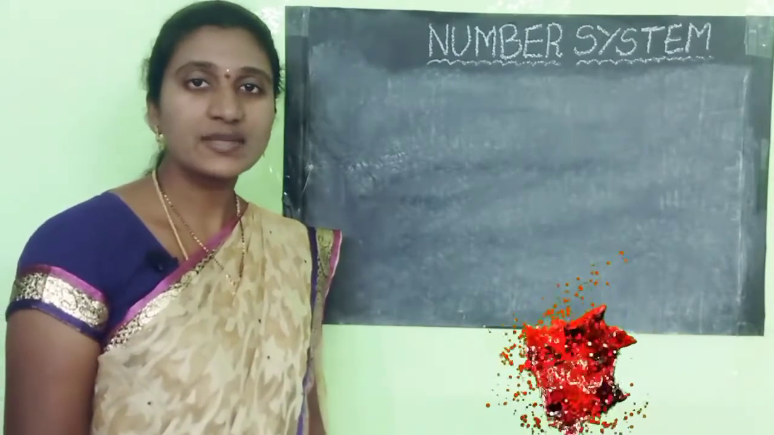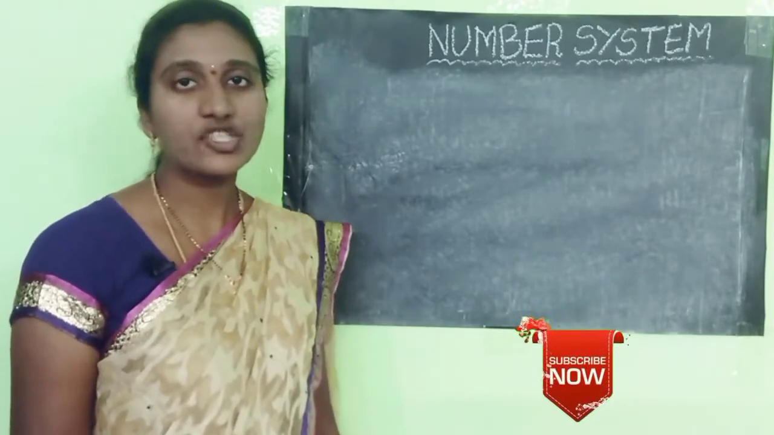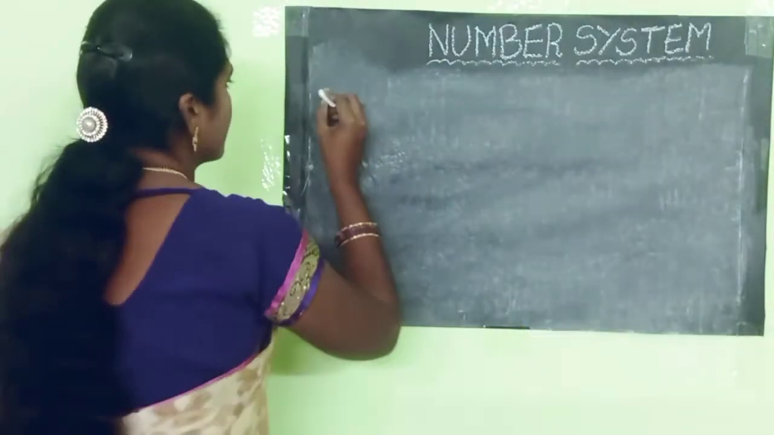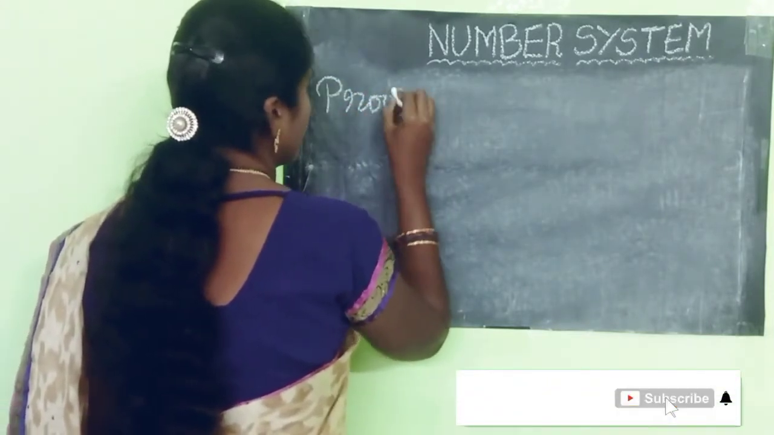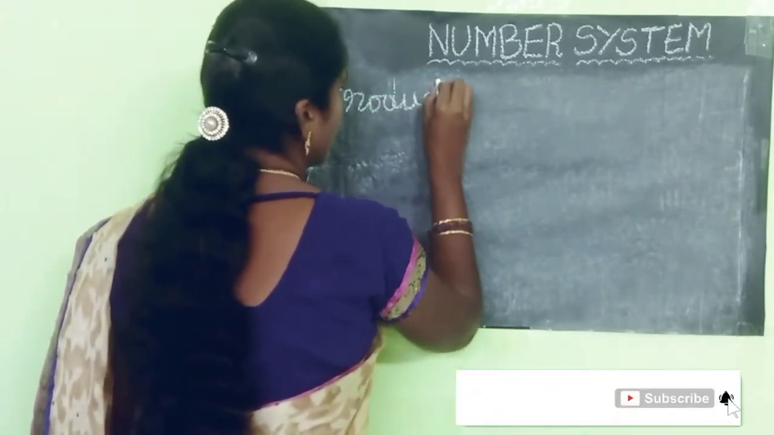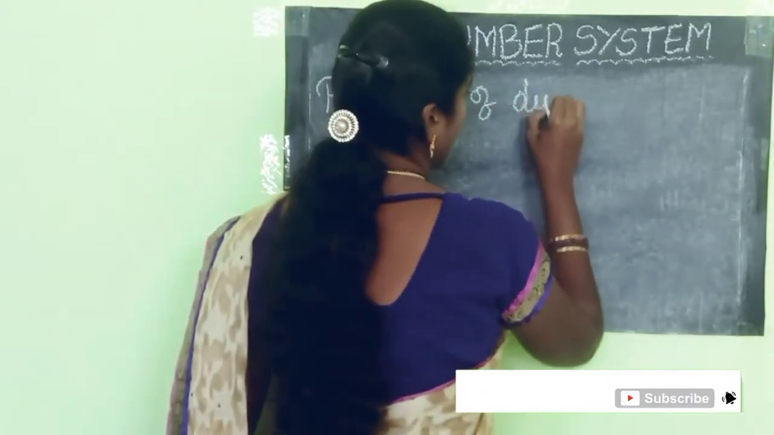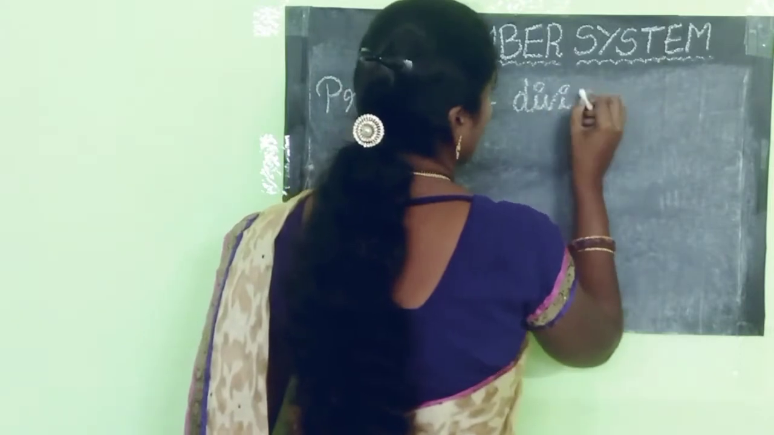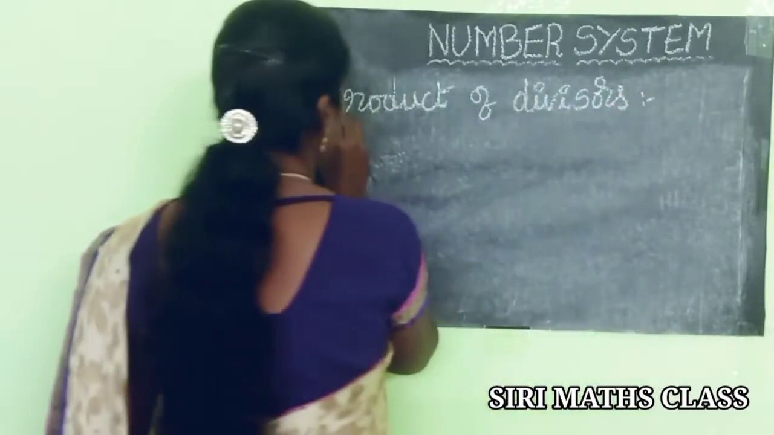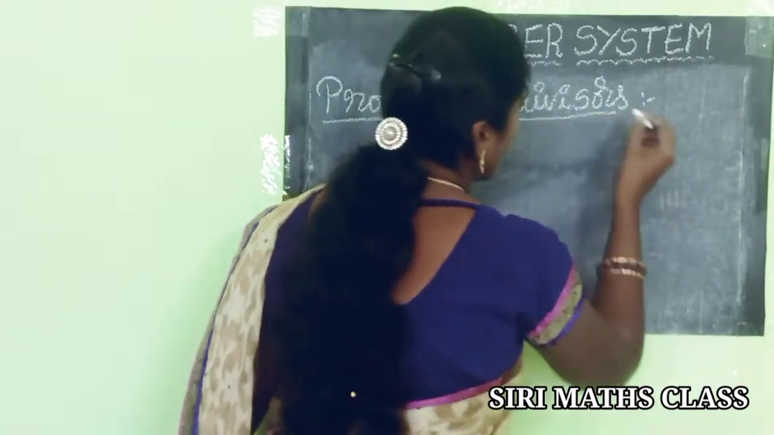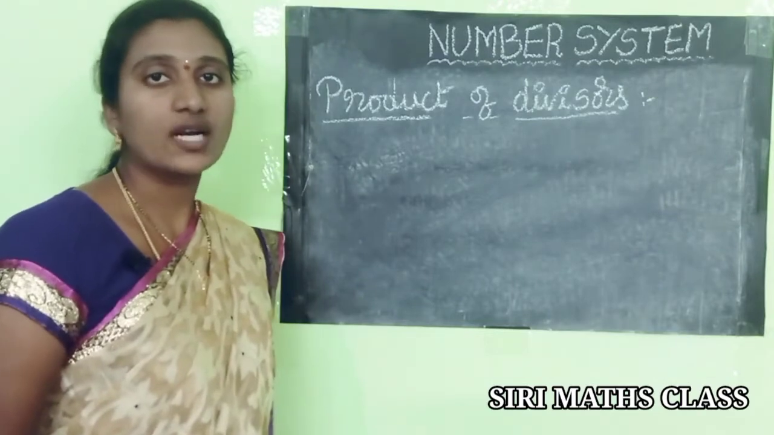Today in this number system chapter, I will explain the product of divisors of a given natural number. Our concept is the product of divisors of a given natural number.